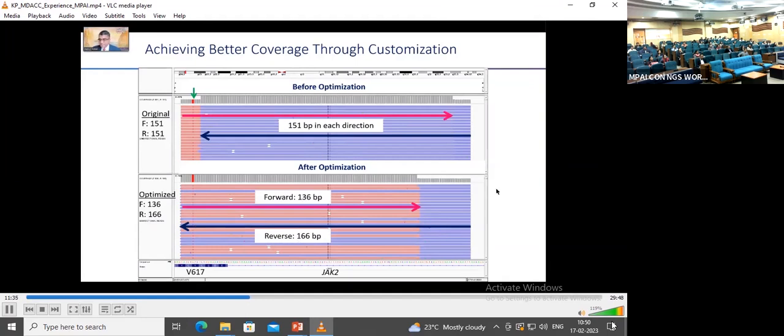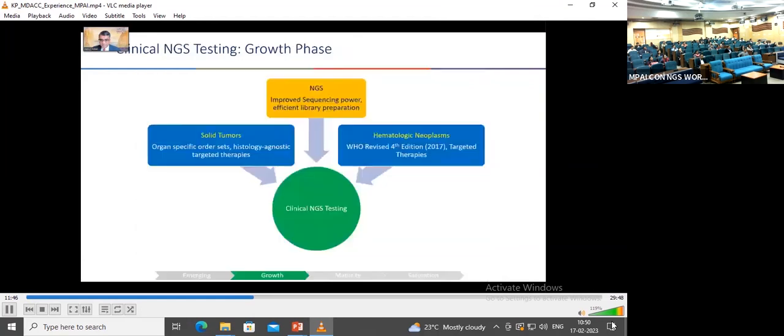So this type of optimization was needed to ensure that every target was adequately covered and we were getting the maximum benefit out of this very powerful platform. And that really led us into the next phase, which is the growth phase.